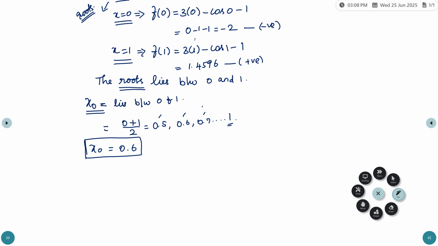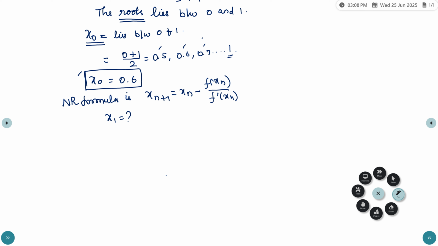Next, we are going to find x1. What is the formula? The Newton-Raphson formula is x(n+1) = x(n) - f(x(n)) / f'(x(n)). Okay. Now we know the value of x0. Next, we are going to find the value of x1. How can we find x1?